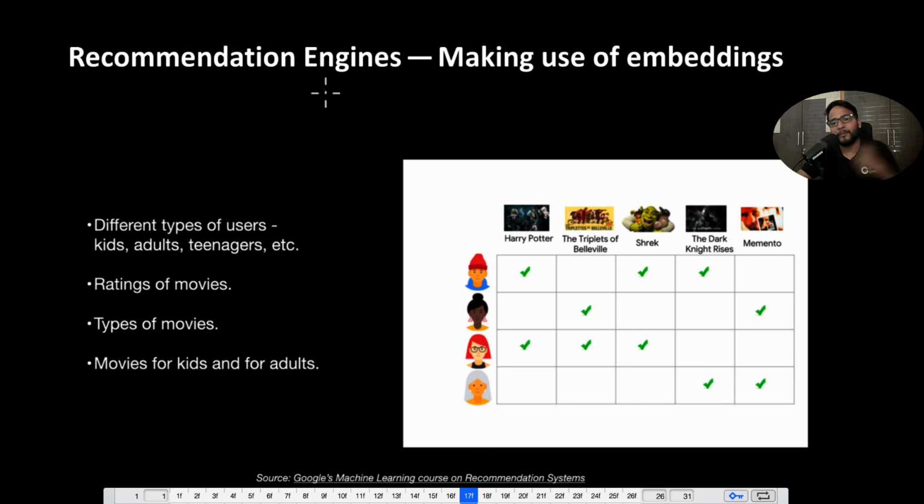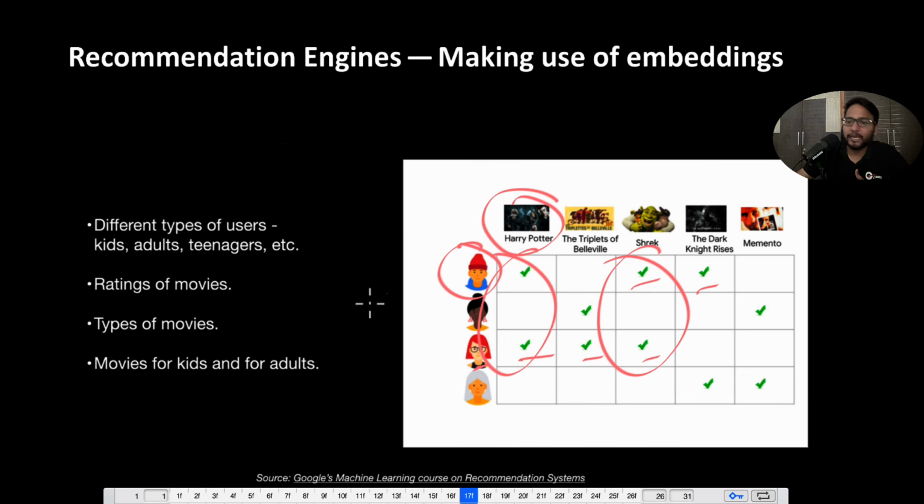If you have the embeddings, let's suppose I know that this user is watching and liking this particular movie, this movie, and this movie. Another user is also liking 3 movies. The third user is liking 3 other movies. But as you can see, 2 of these movies are common. So I can say that the first user and the third user are almost the same, with only one movie different.